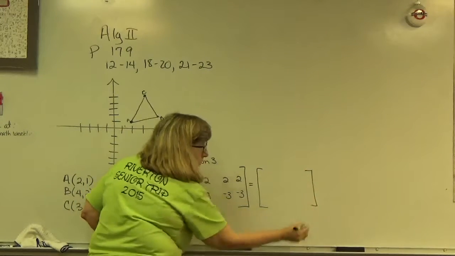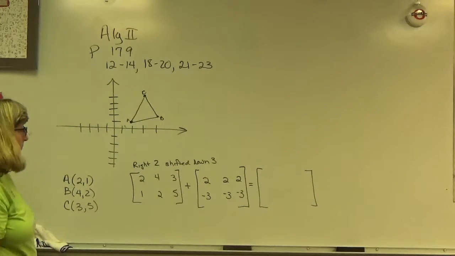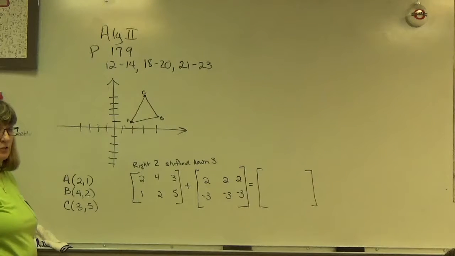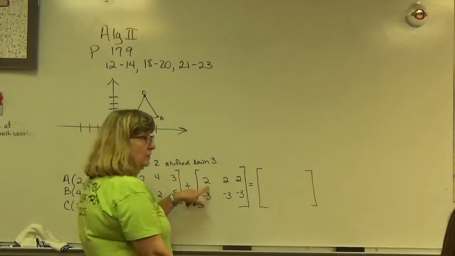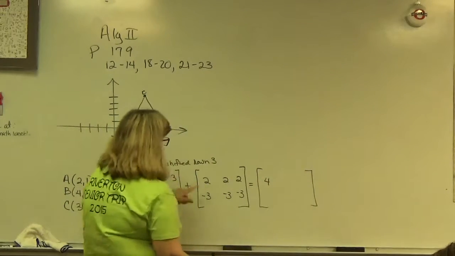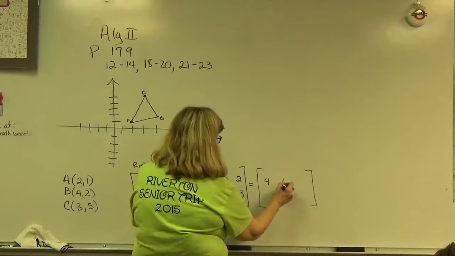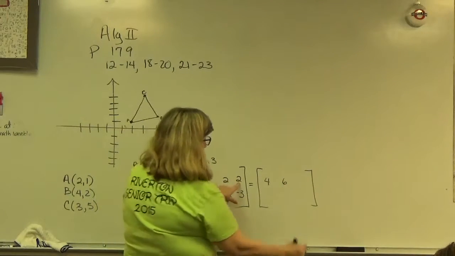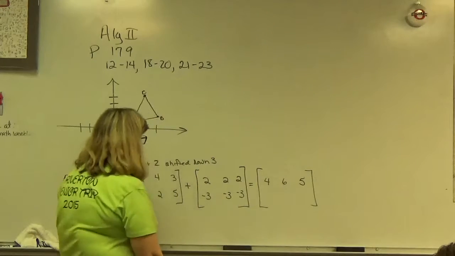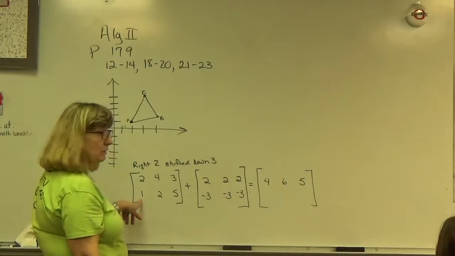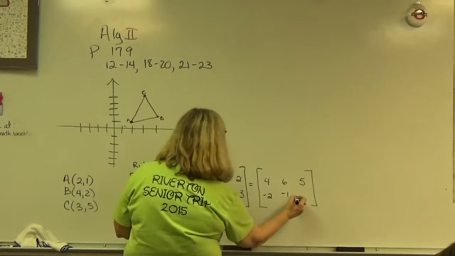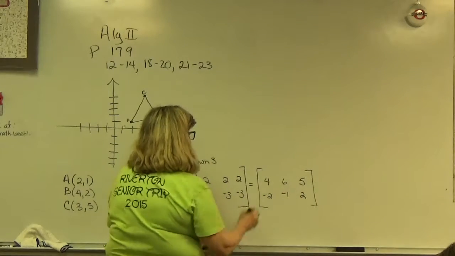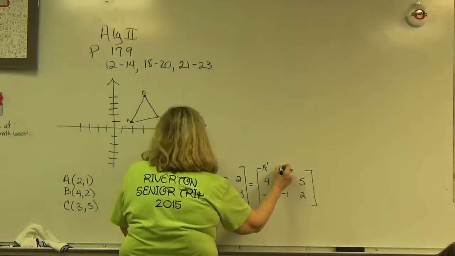And here's where the matrices come in. We know how to add matrices, right? We've already done this. What do we do to add? Each respective position, so 2 plus 2 would be 4, 4 plus 2, 6, 3 plus 2, 5. Now we're shifting it down 3, so that would be -2, -2 -1, 2, and 2. So this gives us the new vertices.